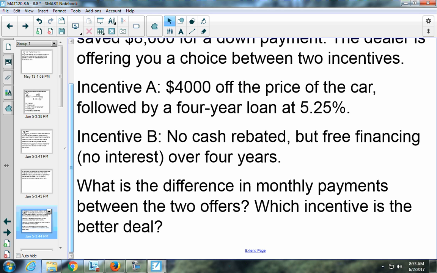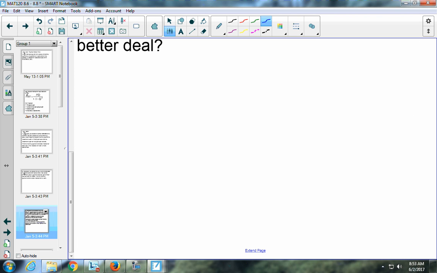In order to answer these questions, I first need to actually find the monthly payment for each incentive. I'm going to focus on incentive A first. That problem told us that the original price of everything was $50,000. But with incentive A, they take $4,000 off the price of the car. And in both of these cases, we've saved $8,000 for a down payment.